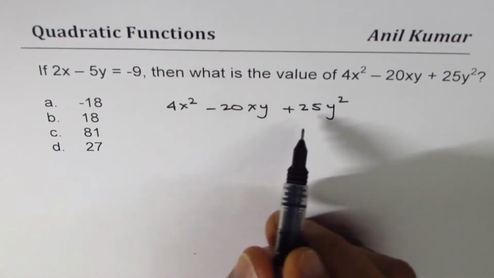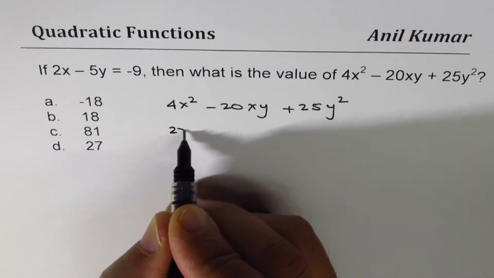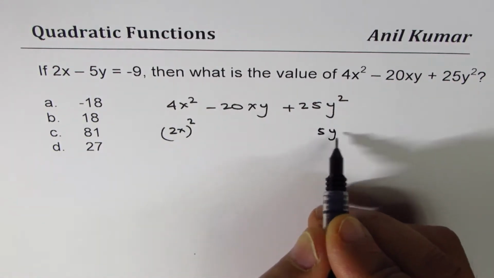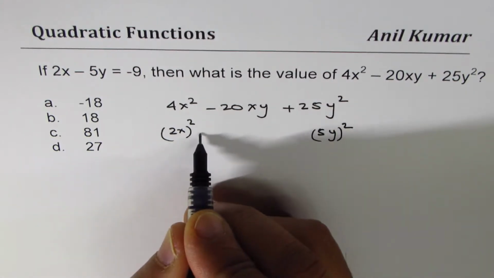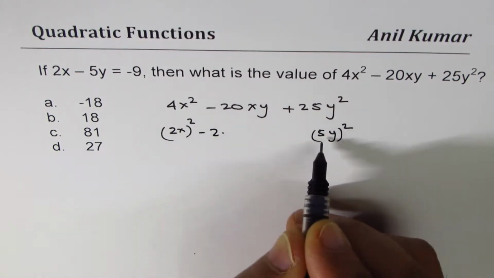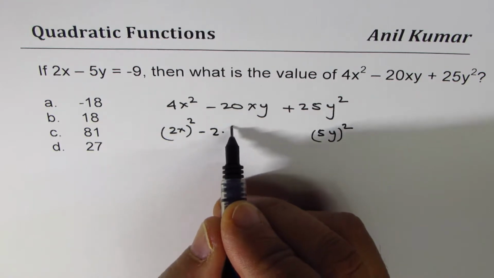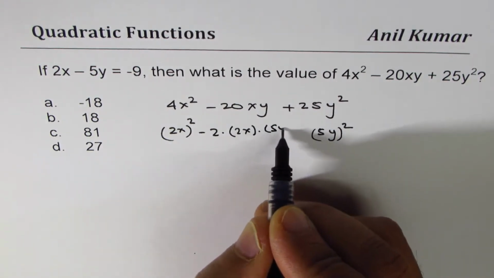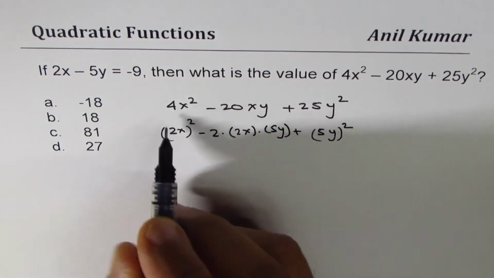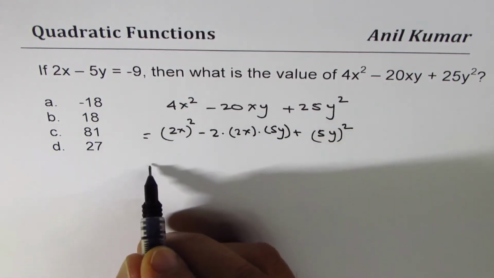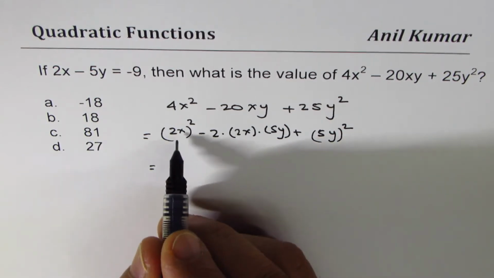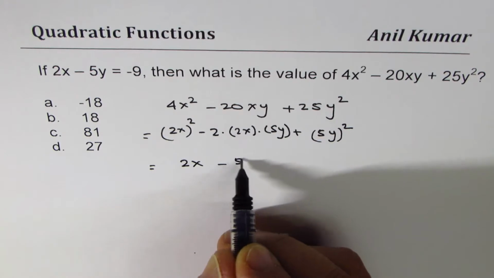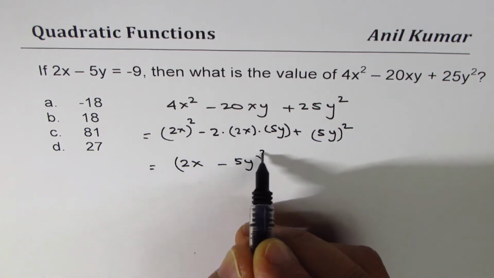It is a perfect square since the first term is 2x whole square, the last term is 5y whole square, and the center term is minus 2 times 2x times 5y. Right? So we could always write the given expression as 2x minus 5y whole square.